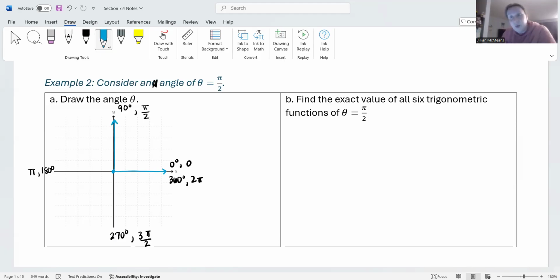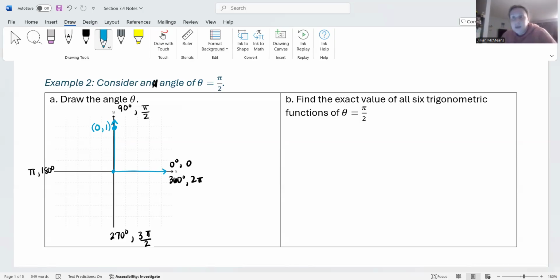Now, we need a point on the terminal side. And if you're not given a point on the terminal side, you can choose any point you want. But let's make it easy for ourselves. Let's choose 1 on this terminal side. So if we were to choose, let's say this is where 1 is, then the x-coordinate, or a, is 0, and the y-coordinate is 1. We now have a point on our terminal side.